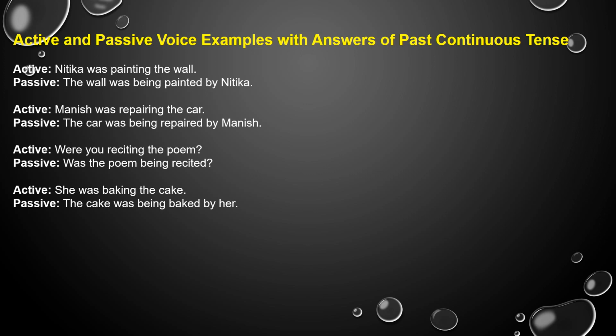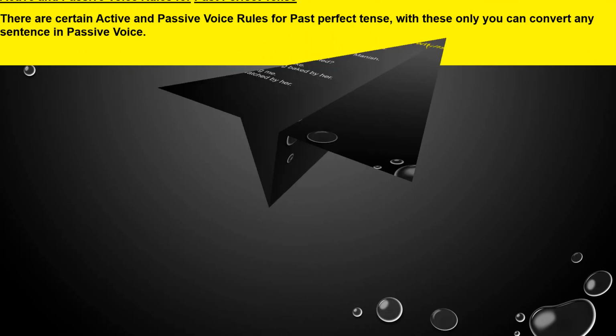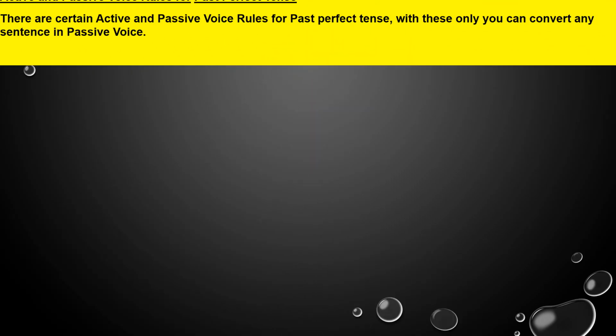These are the examples of the past continuous tense. Next, she was watching me. The passive voice means I was being watched by her.